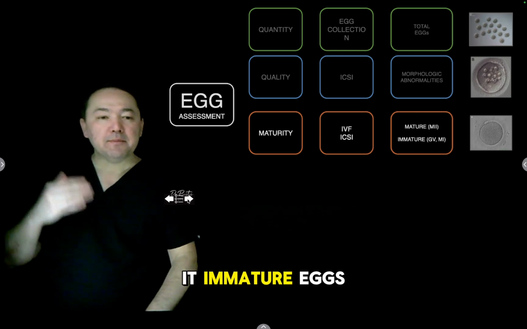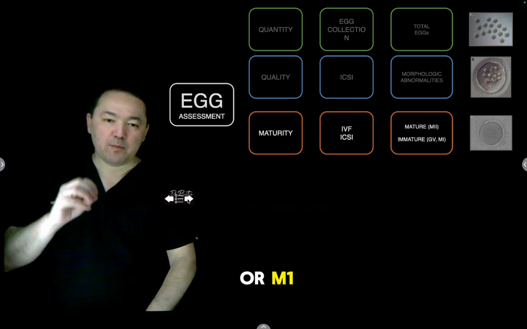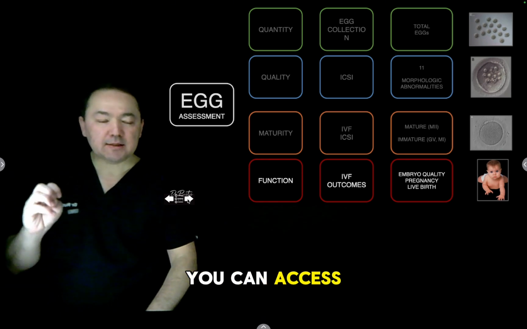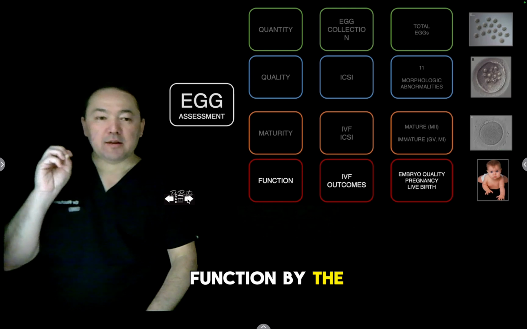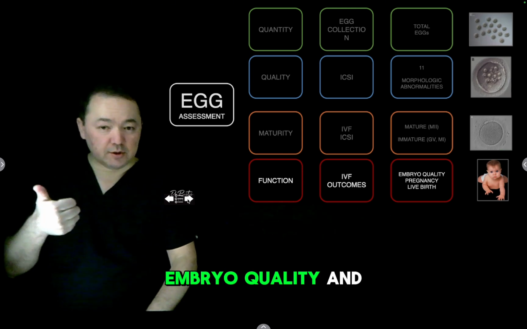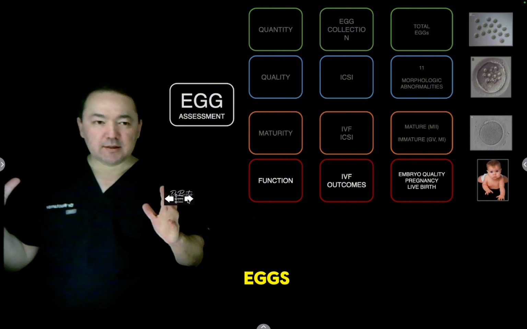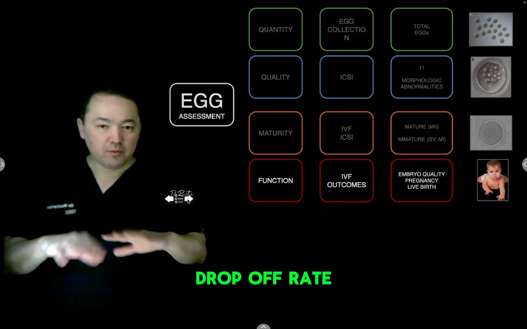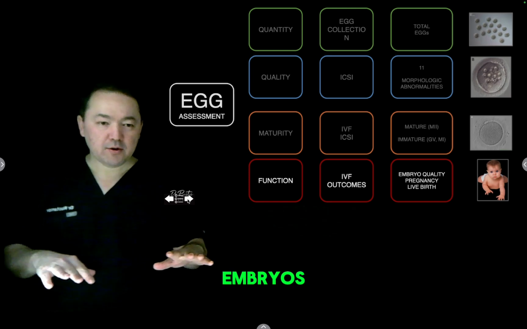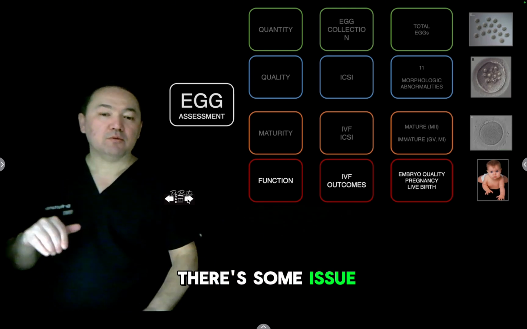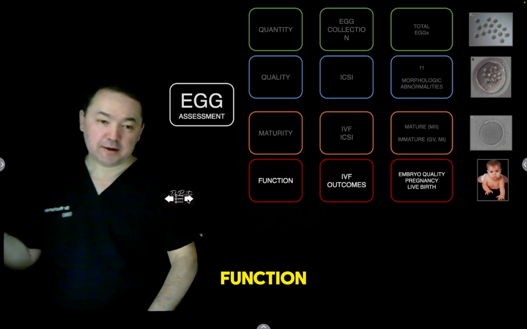Then you may get immature eggs. They're called GV or M1. In terms of function of eggs, you can assess function by the outcome in terms of embryo quality and pregnancy and live birth. If you had lots of eggs and a high drop-off rate, and you didn't get many embryos despite having good quality sperm, that indicates maybe there's some issue with egg function.